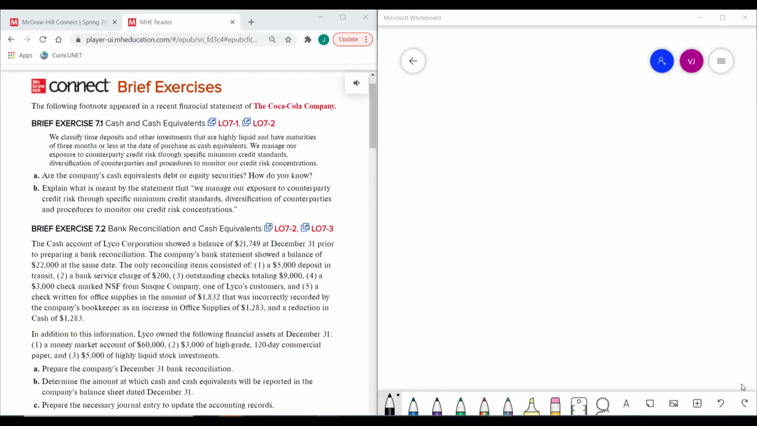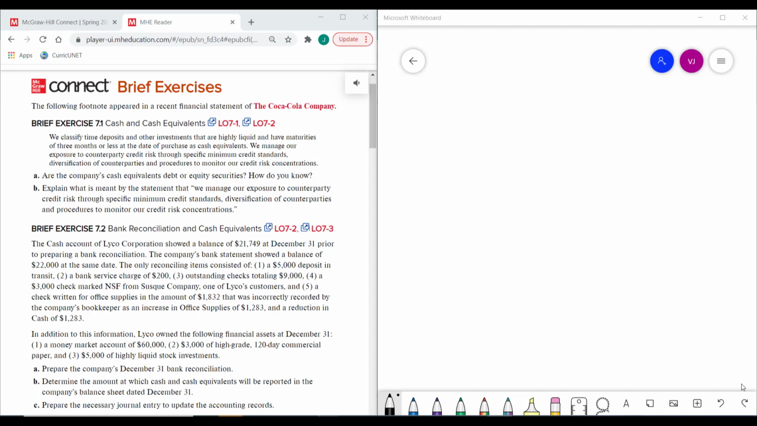Equity securities don't have any maturity date, so they wouldn't qualify as a cash equivalent, and many equity securities wouldn't be considered very safe. So we can assume that those cash equivalents that Coca-Cola is referring to are debt securities.